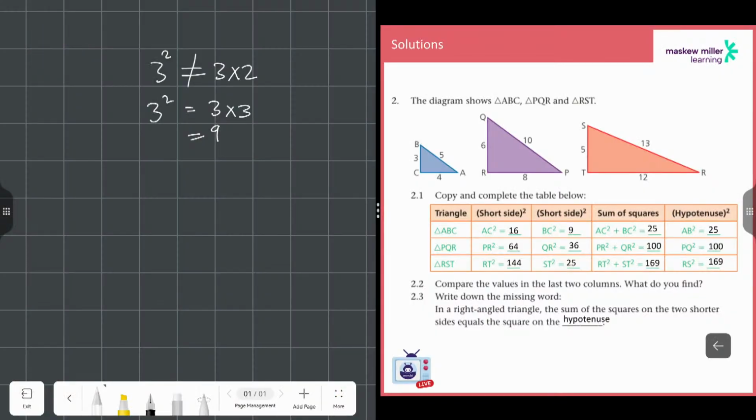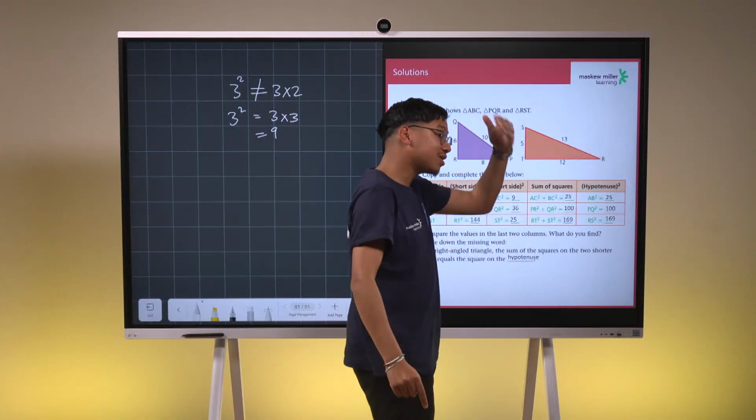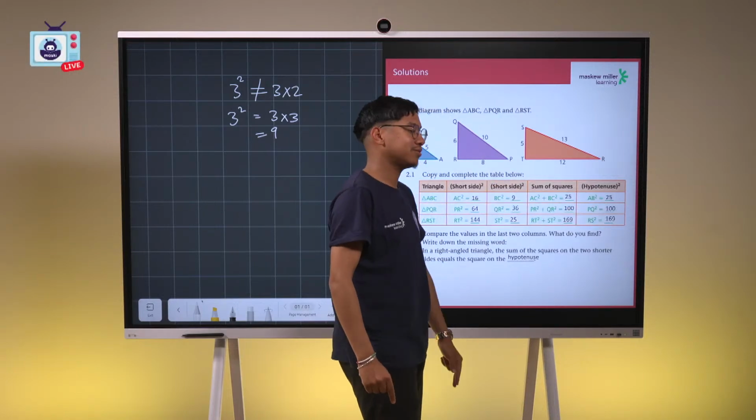It's saying compare the values in the last 2 columns. What do you find? So I find that when I square the two shorter sides in all three triangles, so you can see in triangle PQR as well, if I square PR and QR, I get 100. But then the longer side squared is also 100, right?